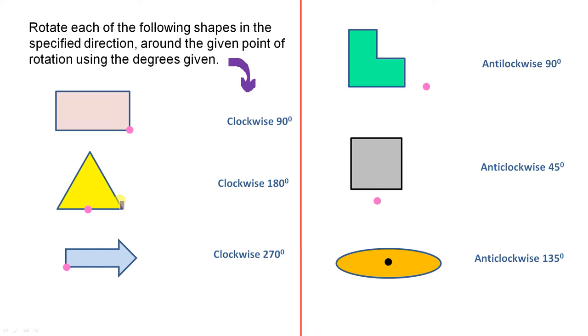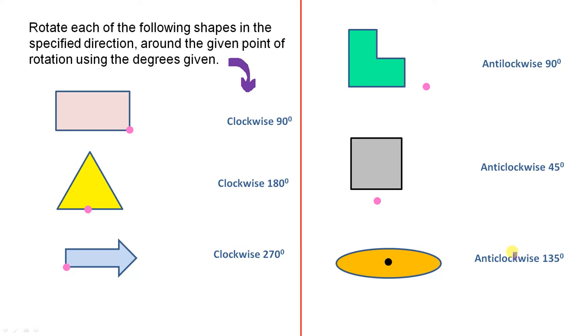Over here we have a triangle, and here is the point of rotation. That's the specified point there. Again, it's clockwise, and the direction is 180 degrees. And over here we have the point of rotation. That's the specific point of rotation. The direction is clockwise, and we rotate 270 degrees. So those three are rotated in that direction.